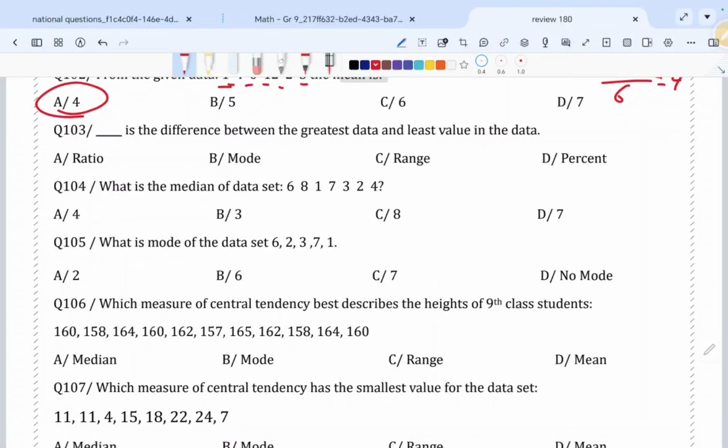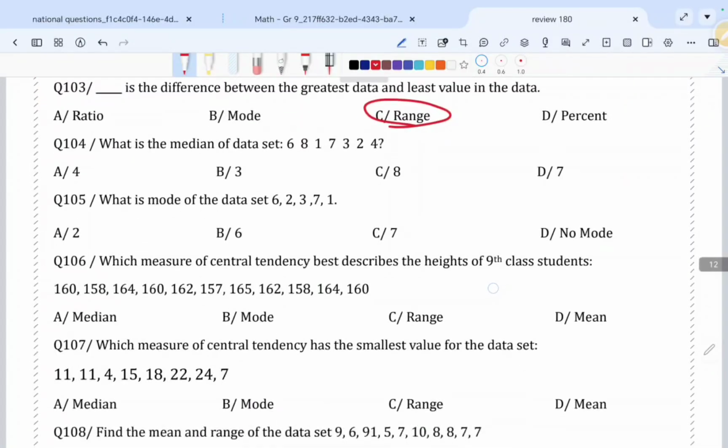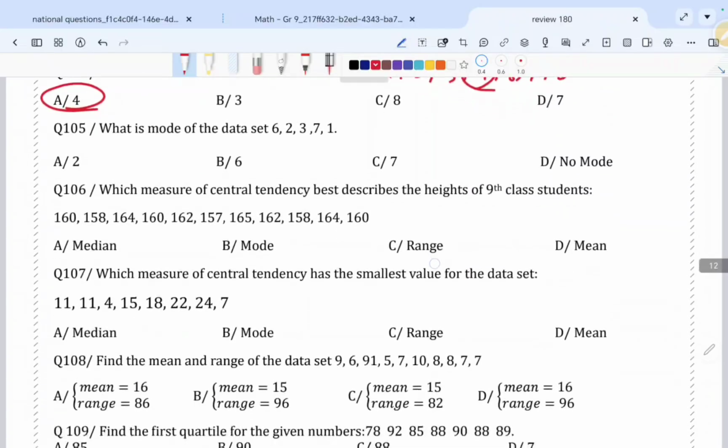Here we have a definition: the difference between the greatest data and the least data. Of course, it's range. What's the median? For median, you have to order them: 1, 2, 3, 4, 6, 7, and 8. So 4 is the median. If you have 2 medians, you have to add them and divide by 2. Again, in this data, they ask about the mode. None of them was repeated, so there's no mode.